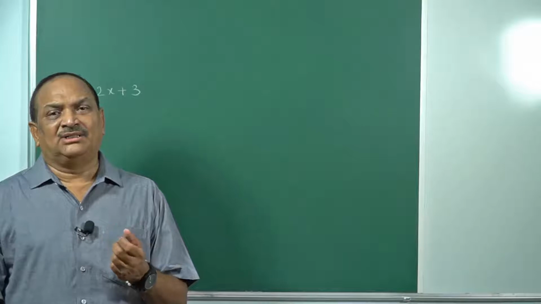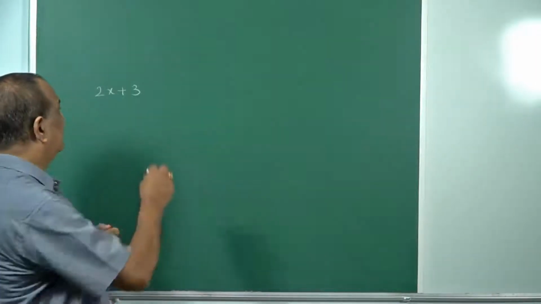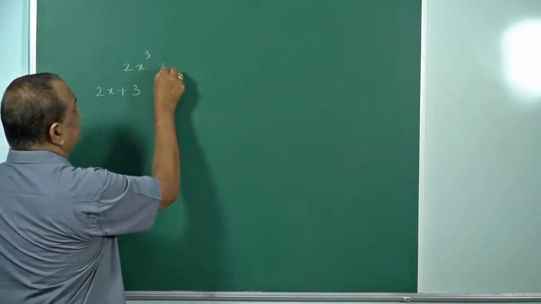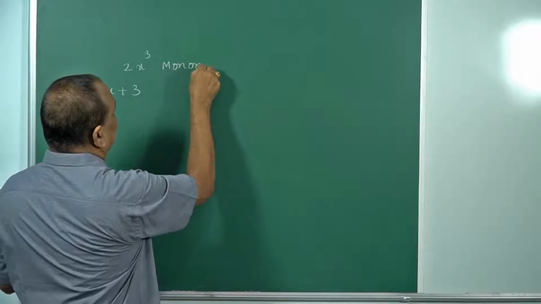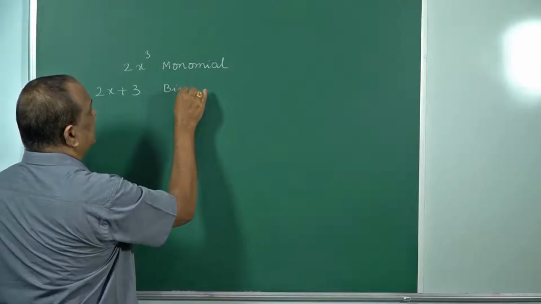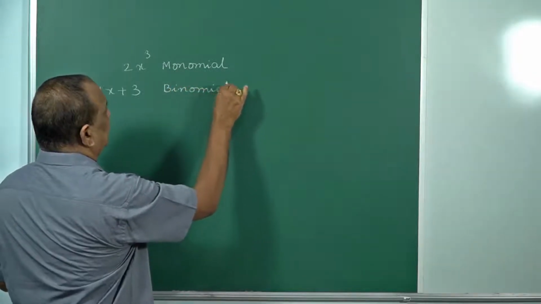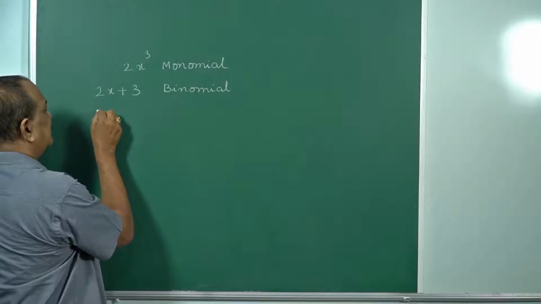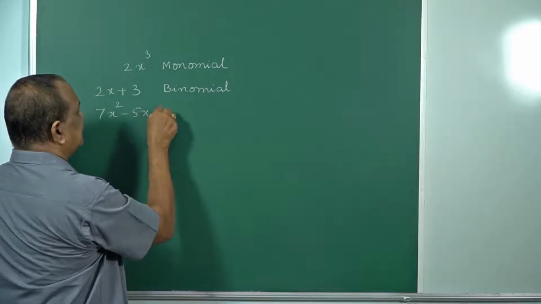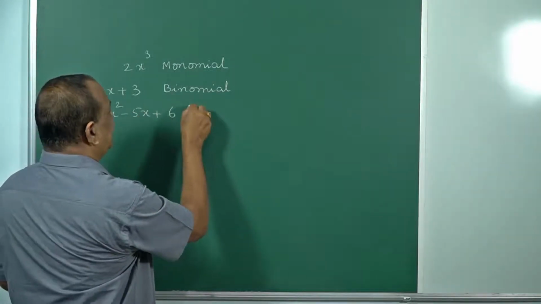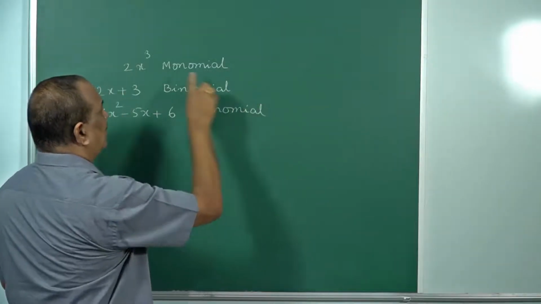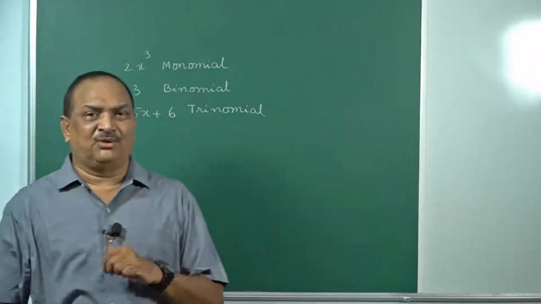When there is only a single term, like this, this is a monomial. And as there are two terms, of course, you call it a binomial. And when you have three terms, like say 7x square minus 5x plus 6, you can call it a trinomial, or in general all these are polynomials. All are polynomials.